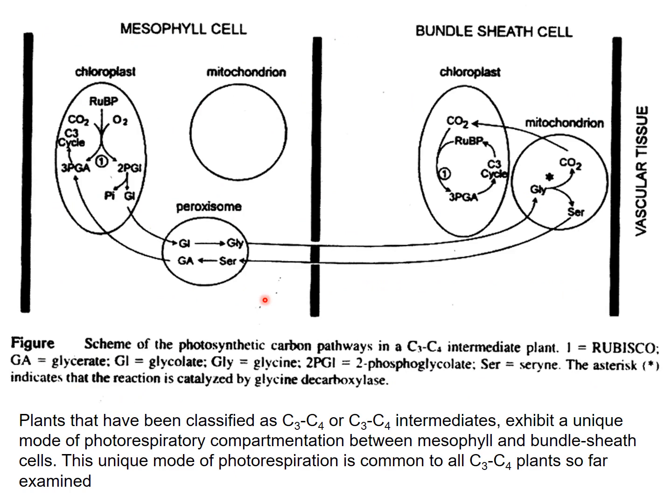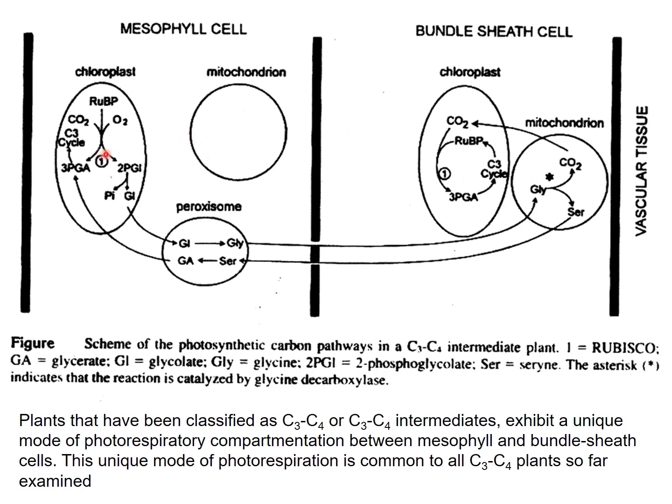As I told you in the previous slide, in C3-C4 intermediate plants, production of glycine and its decarboxylation occur in two different cells. Production of glycine occurs in the mesophyll cells, while the decarboxylation of glycine to serine occurs in the mitochondria of the bundle sheath cells. It is to be noted here that in the mitochondria of the mesophyll cells, the glycine decarboxylase enzyme is absent, and it is abundantly present in the mitochondria of bundle sheath cells in C3-C4 intermediate plants.